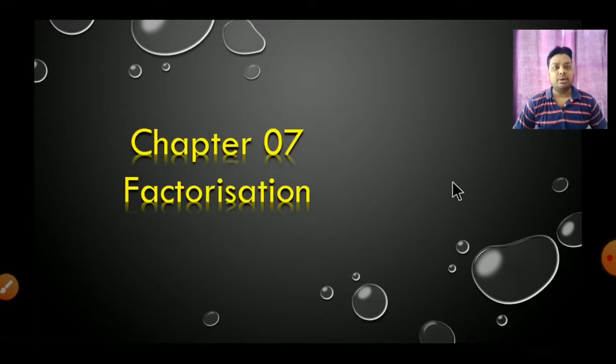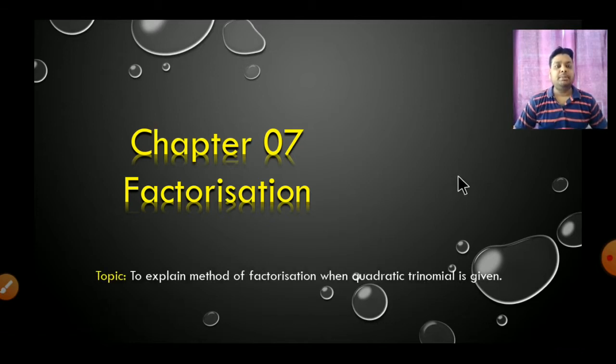Our topic today is to explain the method of factorization when a quadratic trinomial is given. In the previous class, we discussed that if a trinomial is based on an identity, then we use the identity to factorize that expression. But if a trinomial is not based on any identity, then how do we factorize that expression? Okay, students, so let's see.